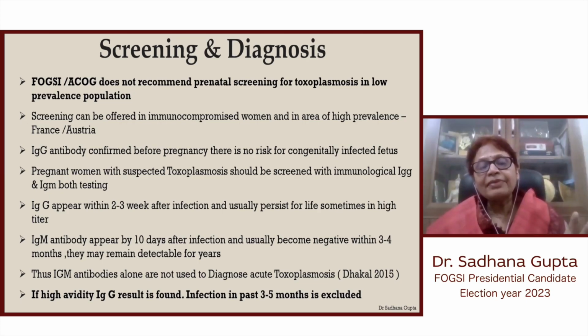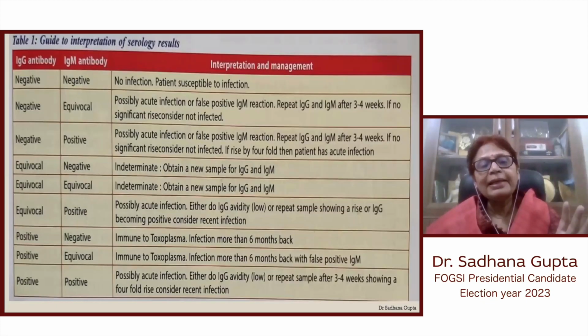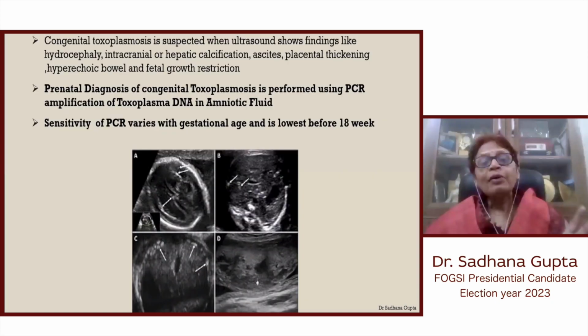IgG is our mainstay, and if it is a high avidity IgG, we can say that the infection was in the past and the fetus has less chance of being infected. The interpretation is: negative means no infection; equivocal means possibly acute infection, and we can have a false positive IgM. Again, I will emphasize that in all infections, the paired sample, the first sample and the one at 4 weeks, with the change in IgG and IgM titer along with the avidity test, gives you a fair idea of what should be done and the chances of fetal infection.